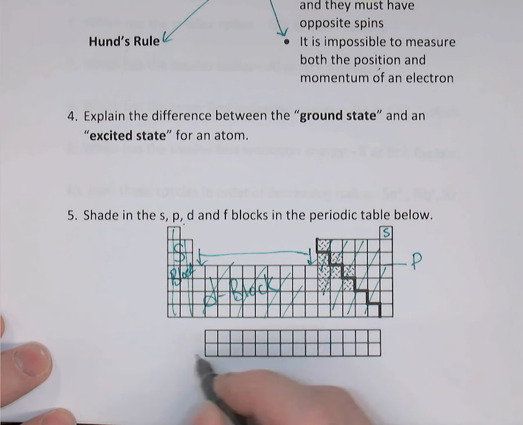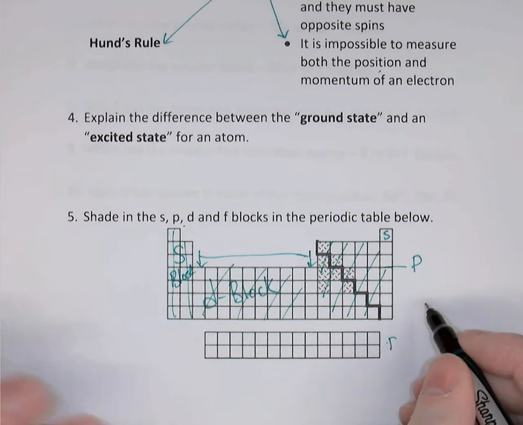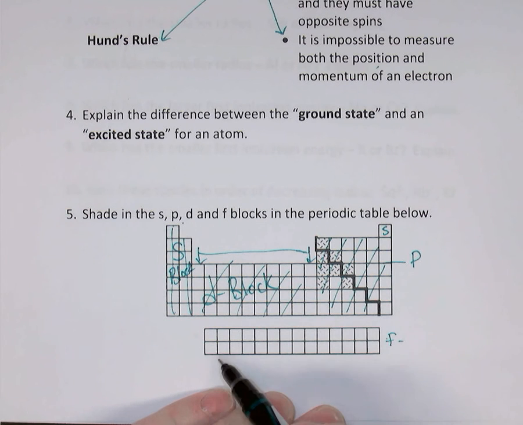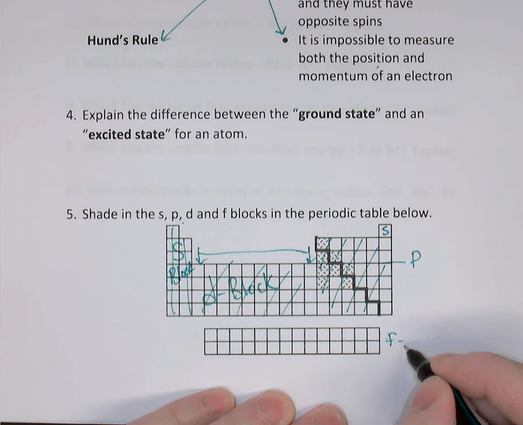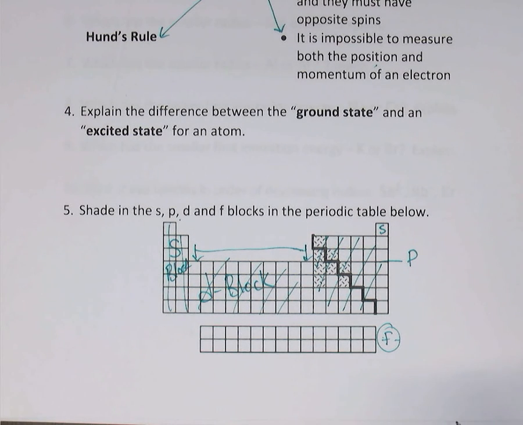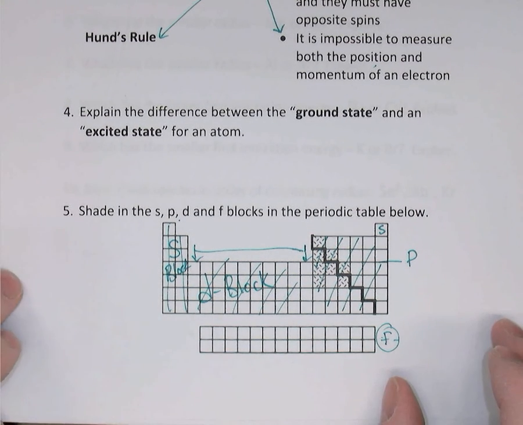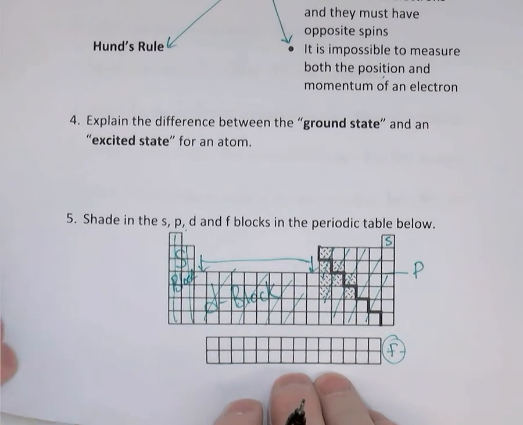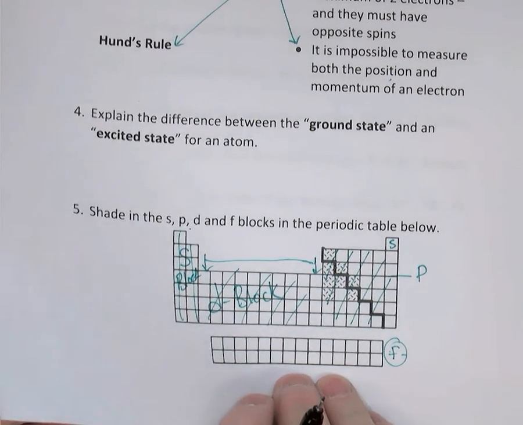The F block is this section at the bottom of the periodic table. It's the rare earths, or the lanthanides and actinide series. That's the F block at the very bottom of the table. And we don't get there very often in grade 12 chemistry. In fact, I don't think you've ever seen an example where you needed to use the F block.